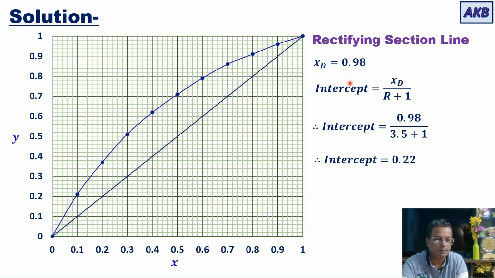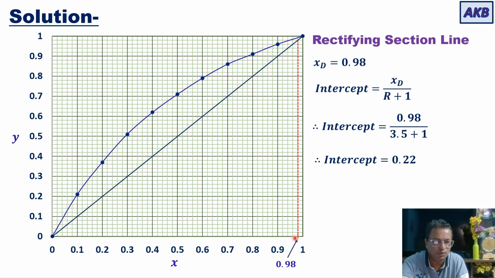Okay, so these two parameters, one is XD and the other one is intercept. We will use these two to plot the rectifying section line. So first we'll locate 0.98. 0.98 will be located at this point. So if you look at the scale, on x-axis 1 centimeter is 0.1. That means 1 division is equal to 0.02. And we have the same scale on the y-axis. 1 centimeter is equal to 0.1. That is, 1 small division is equal to 0.02. So that's why 0.98 will be located over here.